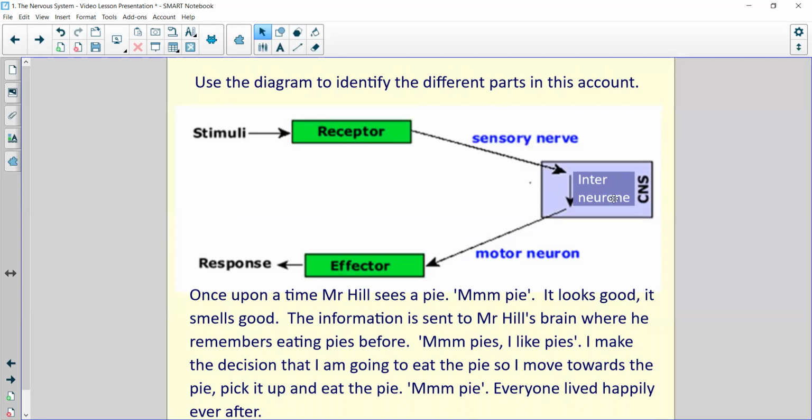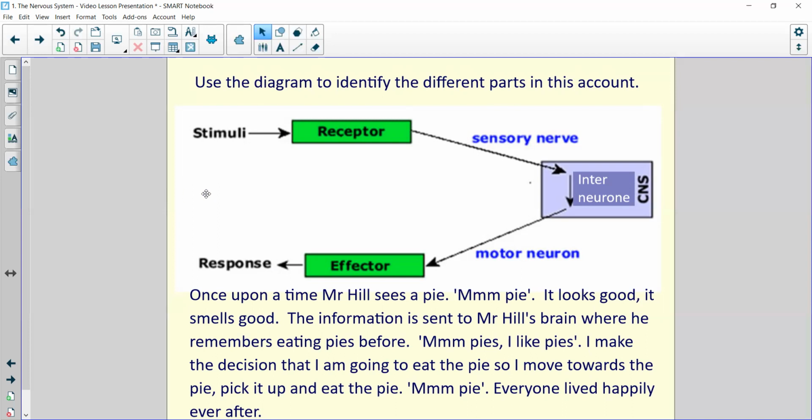The interneurons in the brain remember the fact that Mr. Hill likes pies. And then they decide he would like some of that pie. So it sends a response. The brain sends an impulse along one of these motor neurons to the appropriate effector. And the effector here is likely to be his hand, so that he can pick up the pie. So the hand responds by moving towards and picking up the pie, putting it in his mouth, and the response is that he has eaten the pie.